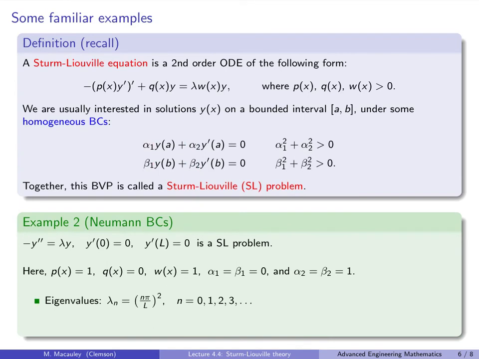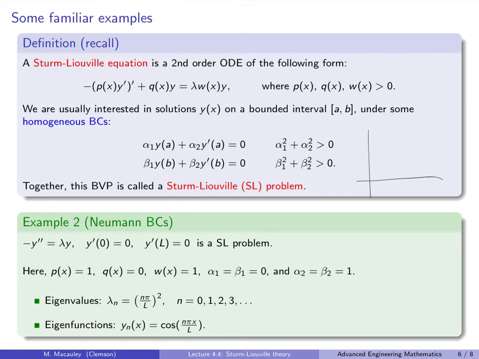The eigenvalues are just the same as in example 1, if you recall. So lambda n is n pi over L quantity squared. The only difference now is that n could be 0. And that was because the eigenfunctions are cosine. So y_n of x is cosine of n pi x over L. And when n is 0, you get a constant function, and that satisfies these boundary conditions.